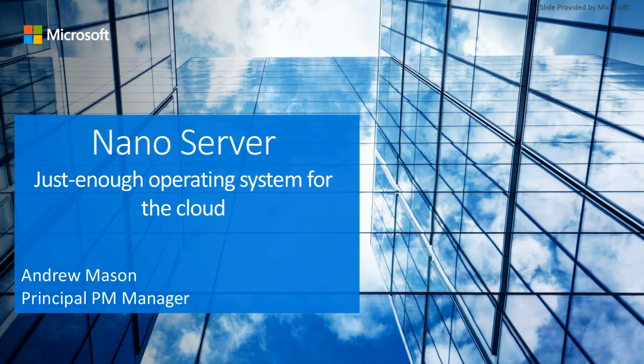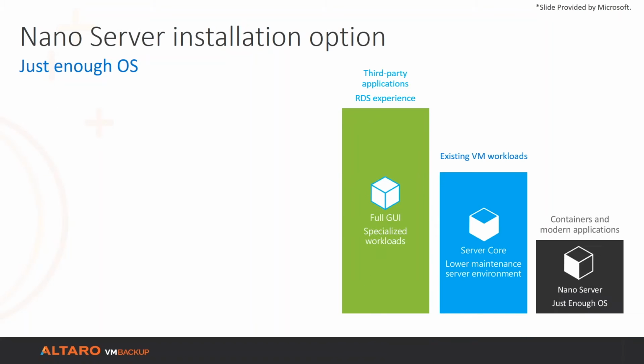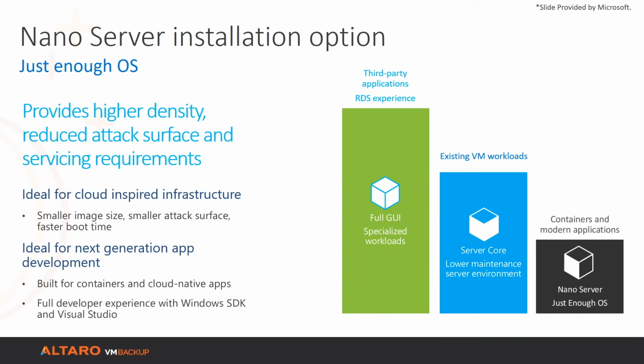and container runtime. And to that, as Andy mentioned, there are 3 installation options in Windows Server 2016. There's Server with a desktop experience that has the full GUI, allows you to run third-party applications that require a UI. It gives you the RDS host experience, so you can have a very client-like experience through RDS. There's Server Core that lets you run a lot of your existing workloads that you typically run in a virtual machine today, provides some lower maintenance and lower cost to you.